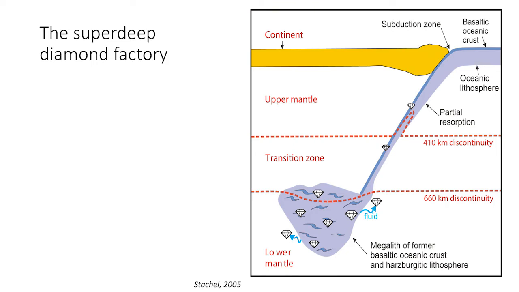So this gives us this idea of a diamond factory at much greater depths in the Earth than just the Earth's lithosphere. Perhaps not everywhere, and what we think is that that diamond factory is focused around these subduction zones here. Here's the Earth's lithosphere, continental lithosphere, oceanic lithosphere. Here's a slab sinking deep into the interior of the mantle on this conveyor belt that's plate tectonics.